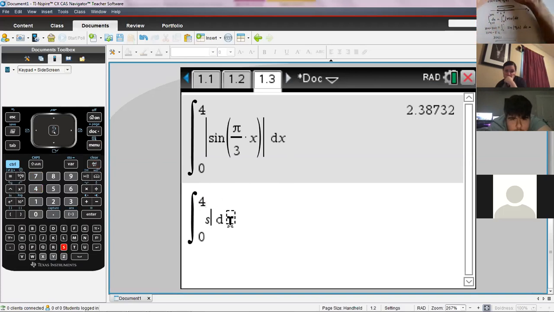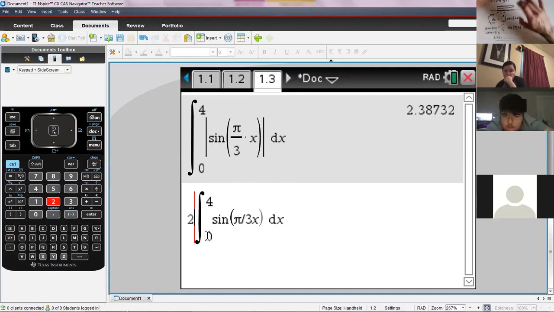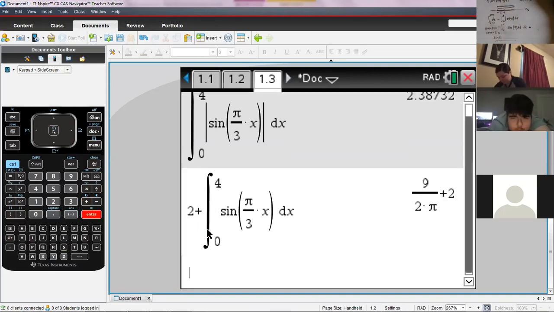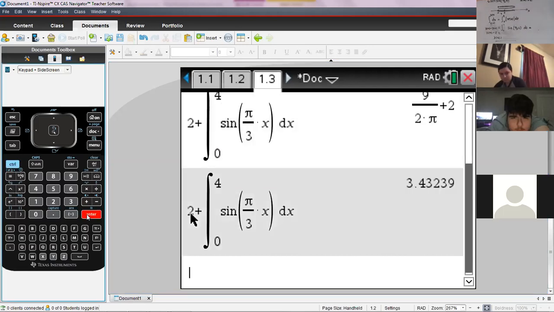And then I put here sine pi over 3 x, that's dx. And remember that I add a 2 plus, correcto? 2 plus, and then we press enter and control enter. En todo caso que no me dé esto, es control enter. And I see that this is 3.4 something.